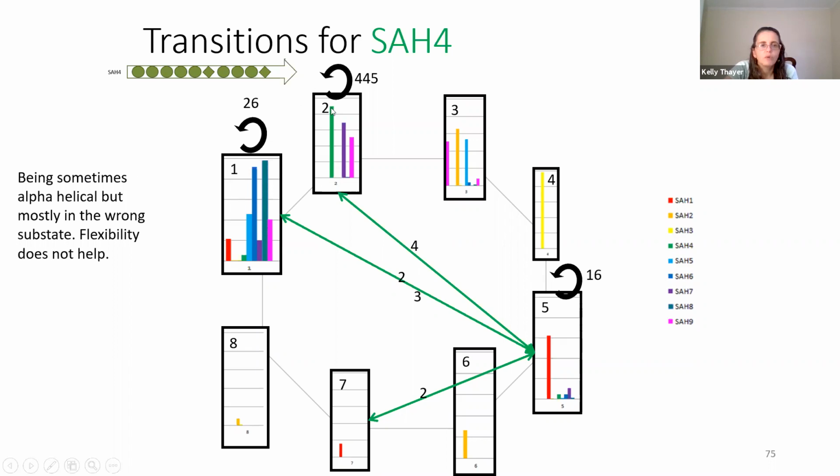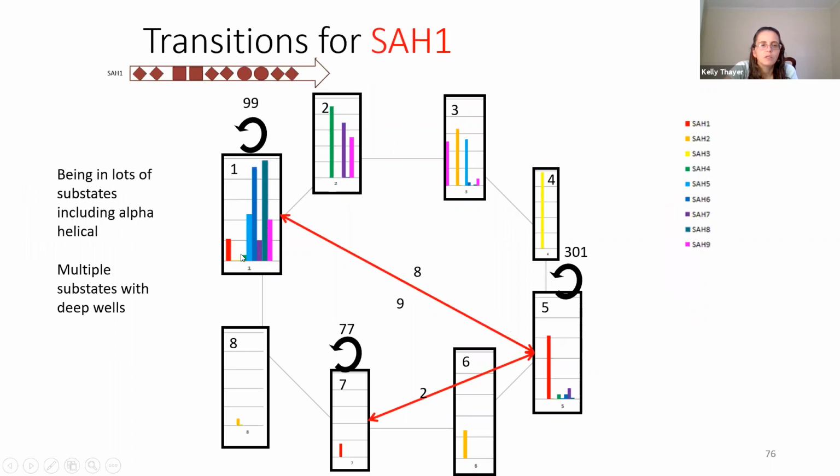So here's our green bar mostly being in substate 2, but sometimes being in substate 1. So that isn't a winner, so it works only some of the time. Here's another example, which is SAH1. Being in lots of substates, including alpha helical, is what characterizes this one.